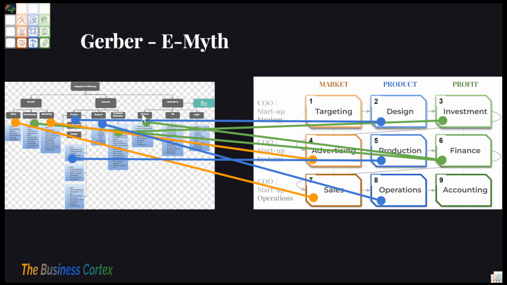So you'll see finance is connected to finance over here. You see support is down in operations. You see product is up in design. You'll see that all of the things, or many of the things in his system, are mapped onto the business cortex.